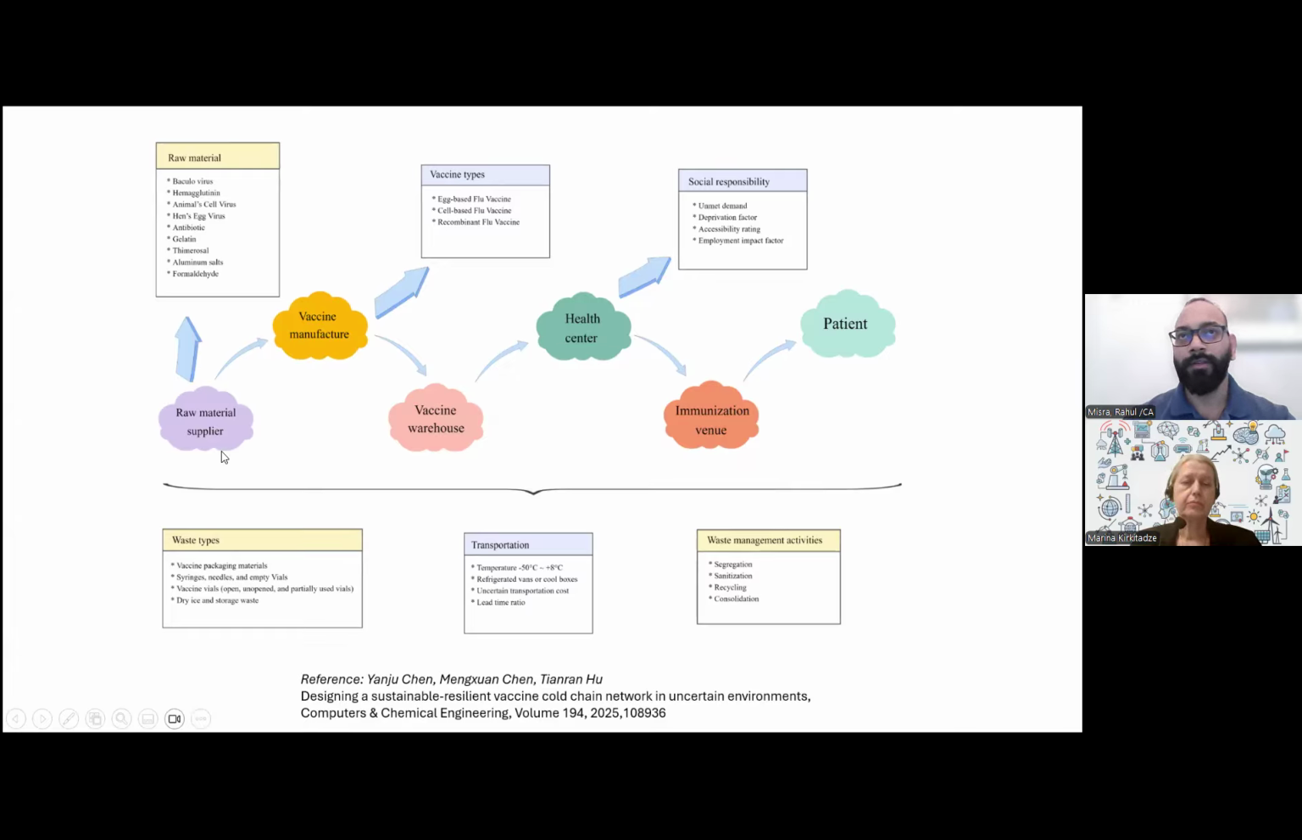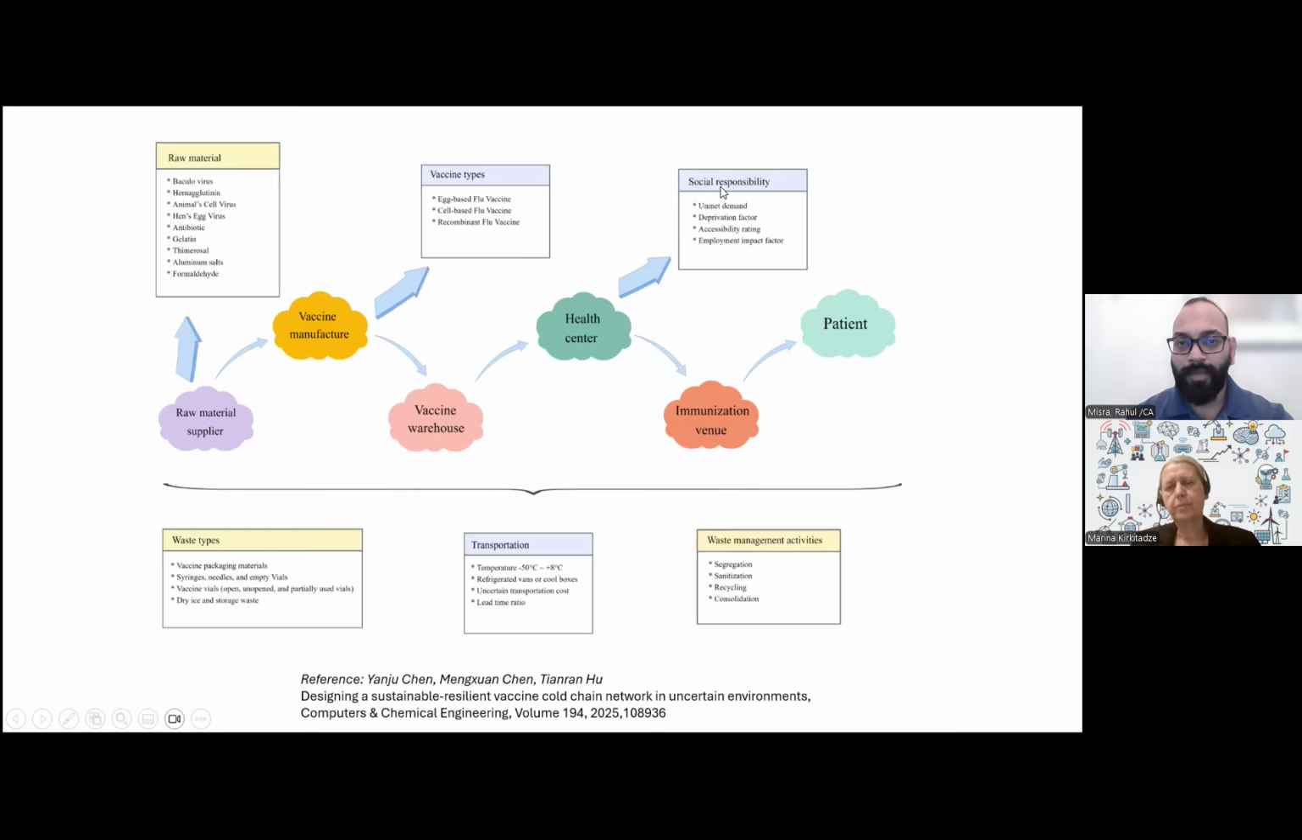To make a vaccine, we need some raw materials, such as the carrier, the antibiotics, the surfactants, the detergents, the adjuvants. And this goes into vaccine manufacturing, and then the vaccines are made. They could be different types: recombinant vaccines, whole protein or protein antigens, or whole virus. Once the vaccine is developed, it goes to the vaccine warehouse, where the storage happens. From the warehouse, it goes to the health center, and from the health center, it goes to the immunization venue.